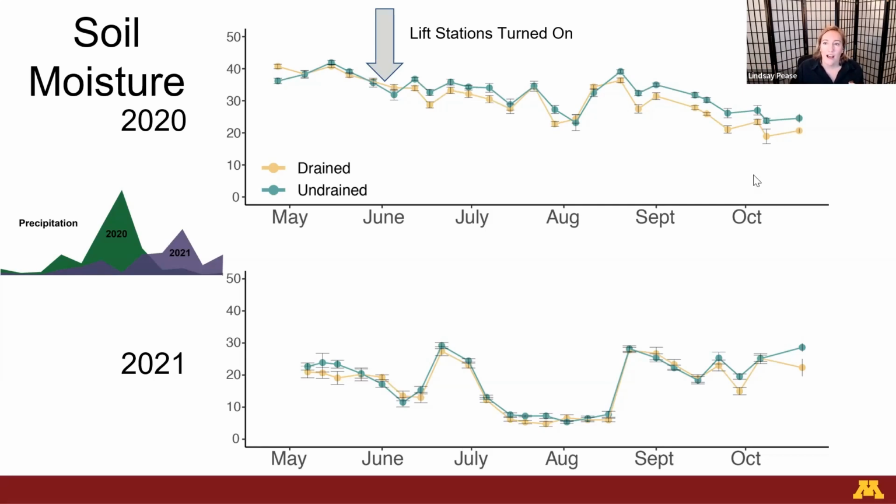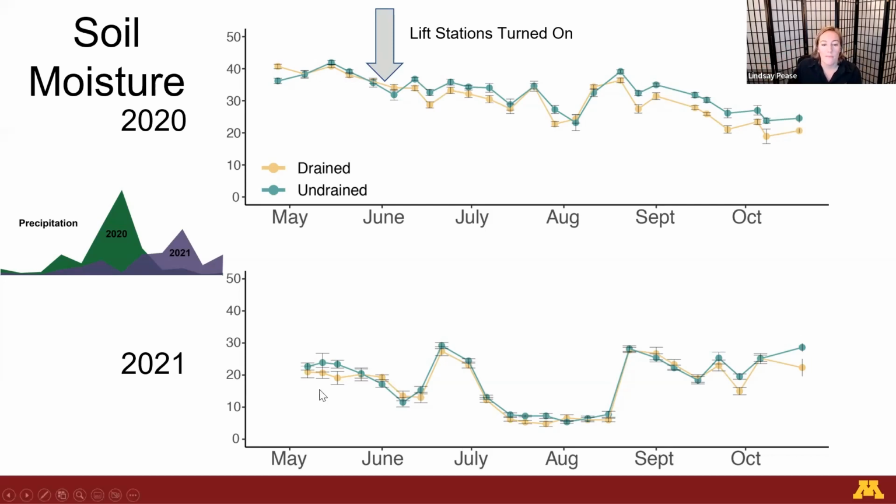Now, one thing that I will point out, if you remember back to where I was showing those graphs of precipitation, is that once we got to September and October of this year, we stopped seeing any rainfall at all. And the unfortunate part of this is because we'd had more drainage out of our lift station, we started to see that separation in soil moisture that carried through till the next growing season.